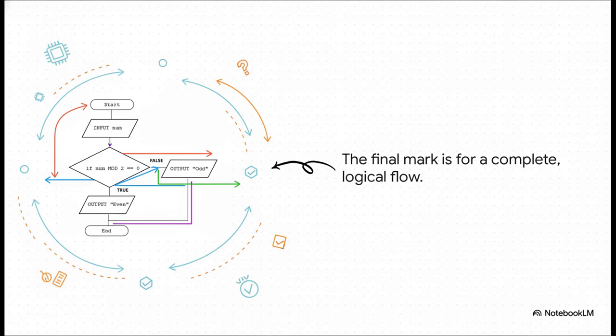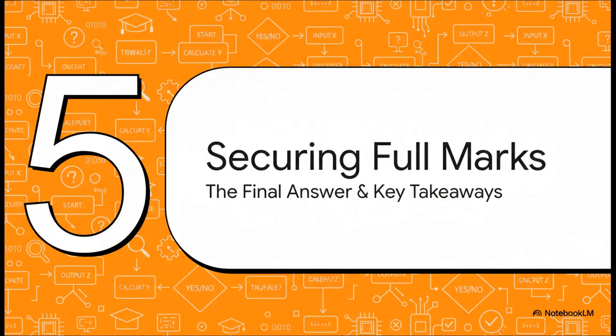And here we go. We connect everything up. An arrow flows from start to our input. Then from the input to the decision, and the two paths from the decision go to their correct outputs. And here's the critical bit. Both of those output paths then come back together and flow into the single end terminator. That is a complete logical flow, and that's our fourth and final mark. We did it!